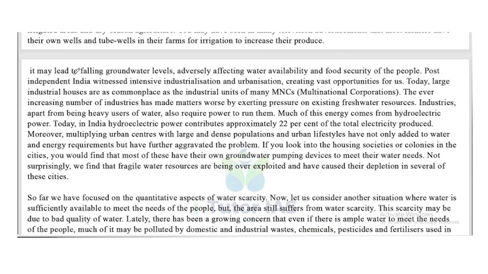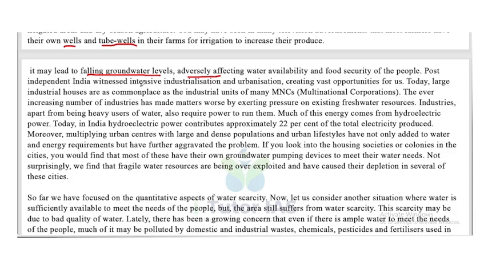Now, it may lead to falling groundwater levels. The use of wells and tube wells may cause falling groundwater levels, adversely affecting water availability and the food security of people. It can badly affect water availability, leading to the destruction of our food security.